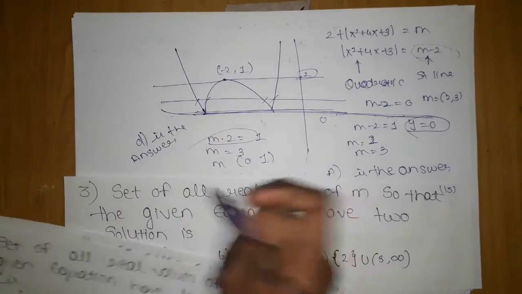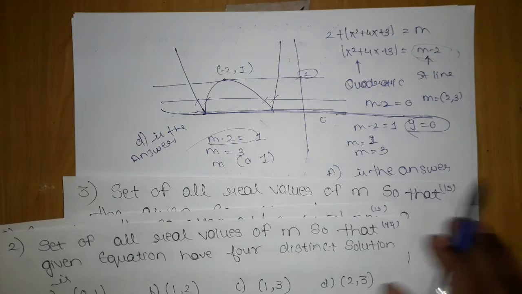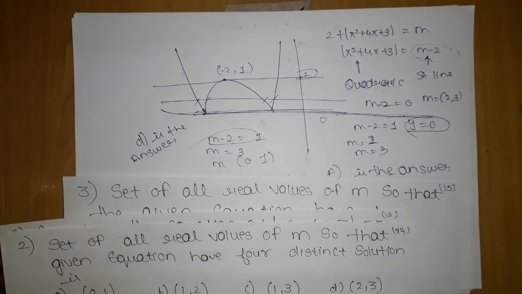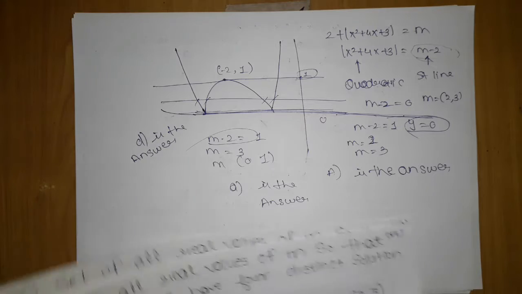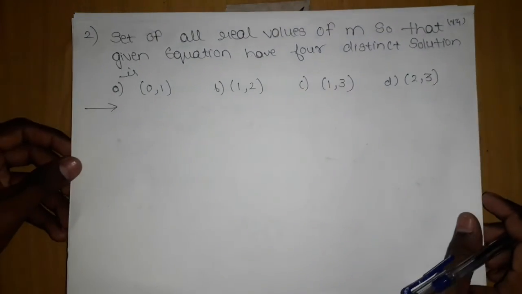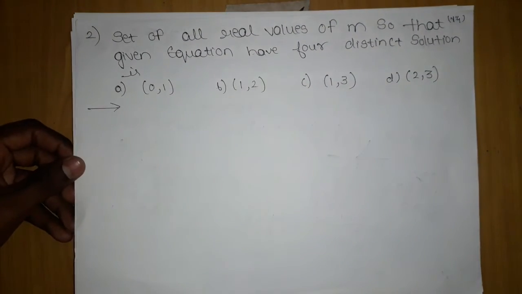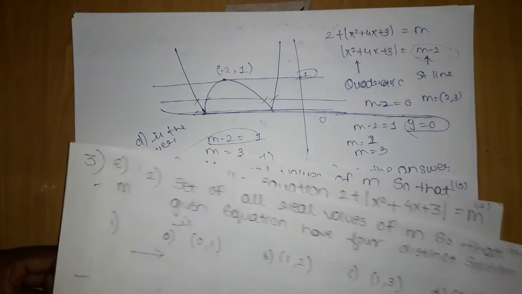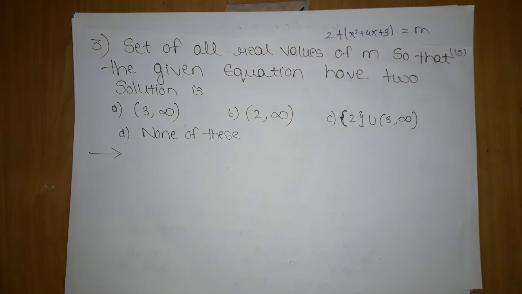Now let's move on. We directly just predicted the lines. Don't predict the line, because we need to find the m value. Just don't forget to compare the m value. This is the last question from this comprehension.